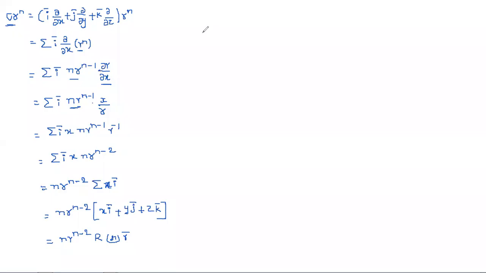Next problem, show that del f of r is equal to f dash of r by r into r bar, where r bar is equal to, whether they mention it or not, you need to remember r bar is nothing but xi plus yj plus zk, or capital R also they can mention in place of r bar.